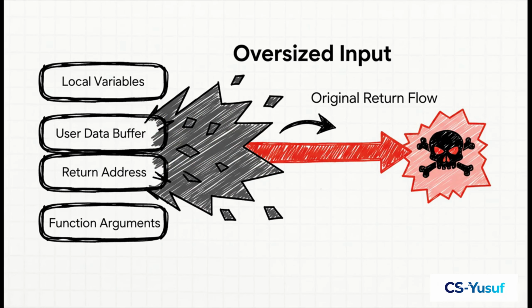And boom, here's the attack. An attacker sends a specially crafted, oversized chunk of data. This input is too big for the buffer, so it overflows and spills into the memory next to it, overriding that legitimate return address with a new, malicious one. Now, when the program tries to return, it doesn't go back to where it's supposed to. Instead, it jumps right into the attacker's code.